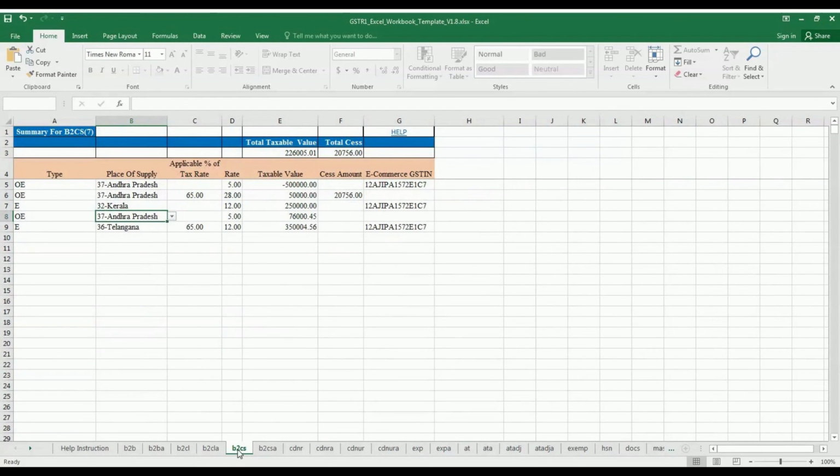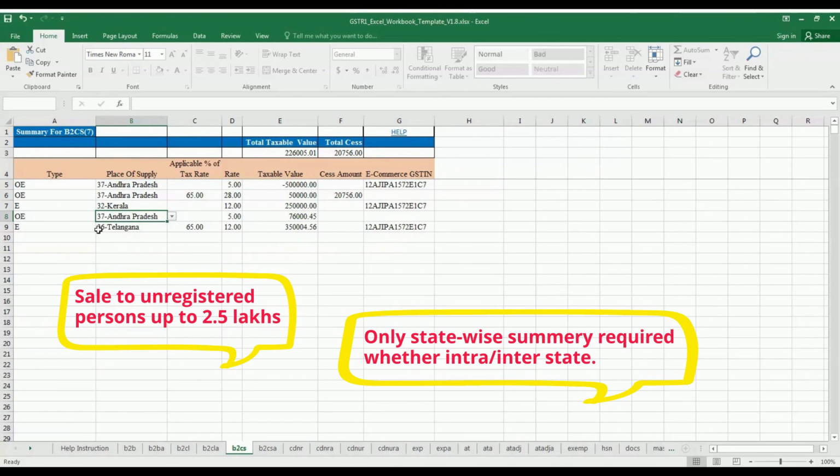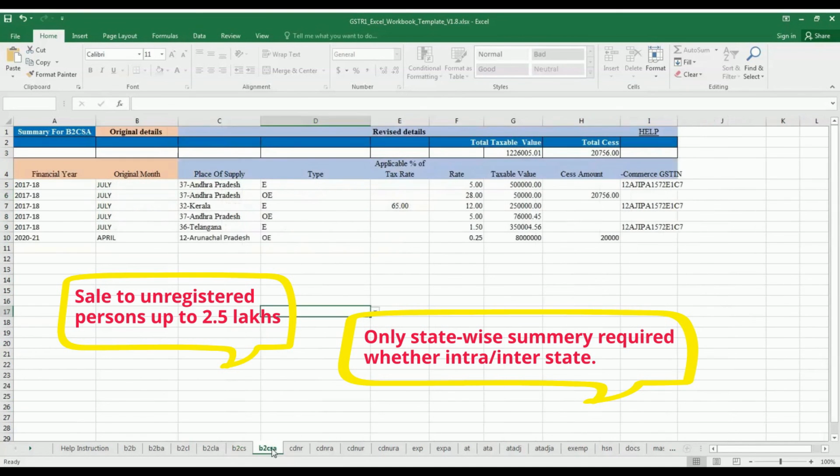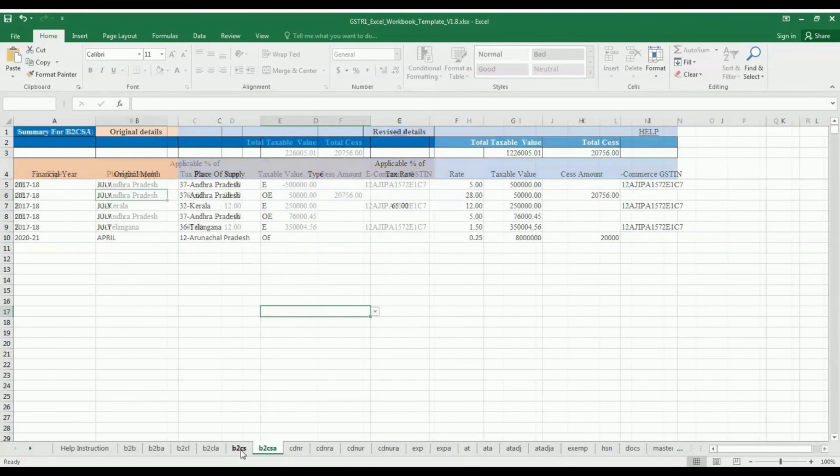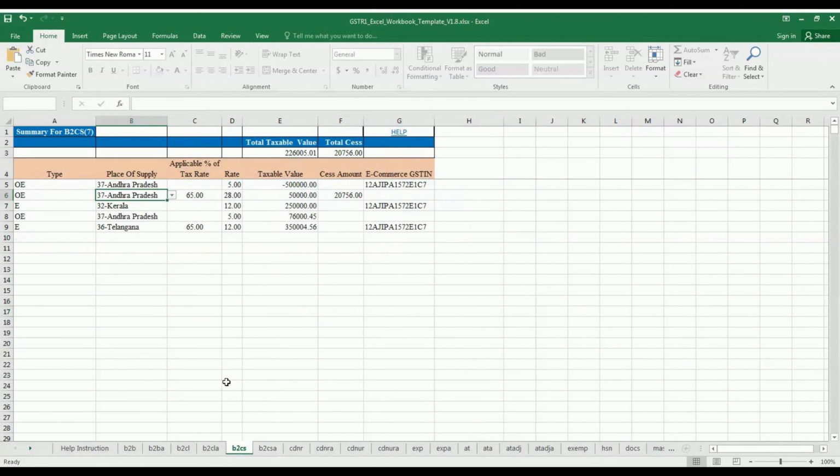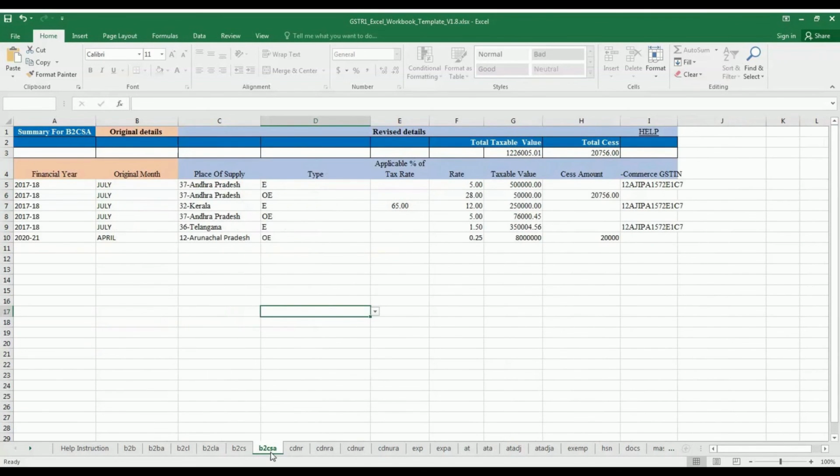Then after B2CS, that means business to small unregistered customers. That means other than B2CL, all the customers are small customers. Here we have to remember one point: no need to disclose the data invoice wise, only state wise summary needs to be disclosed. B2CSA, if there is an amendment in B2CS data, then we disclose it in B2CSA.